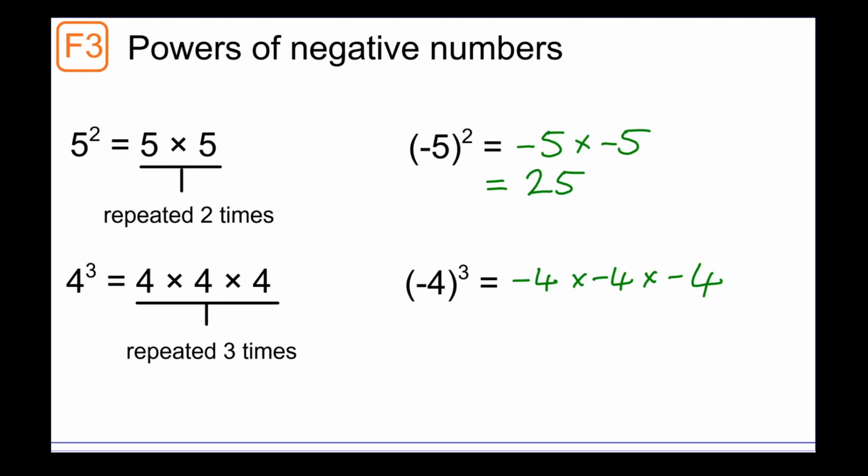Now remember from our order of operations, these multiplications have the same priority, so we have to go left to right. So let's do it in 2 parts. Let's do this multiplication first. So this is equal to negative 4 times negative 4 is positive 16, times negative 4. 16 times negative 4 is negative 64.